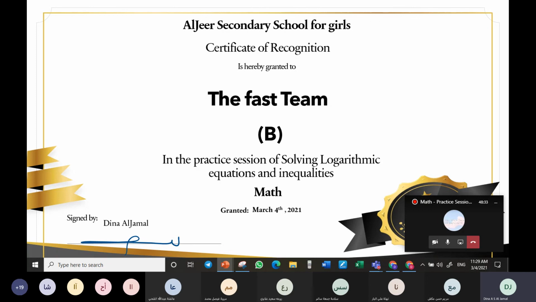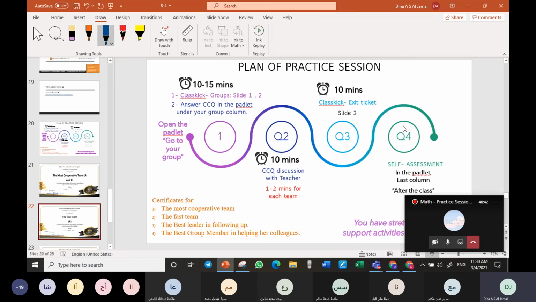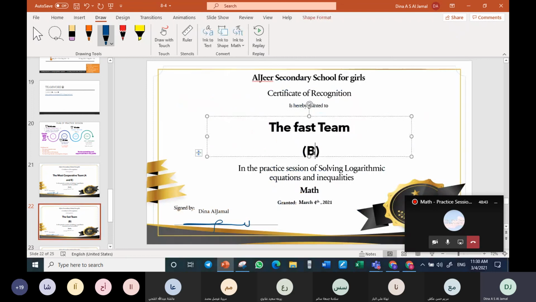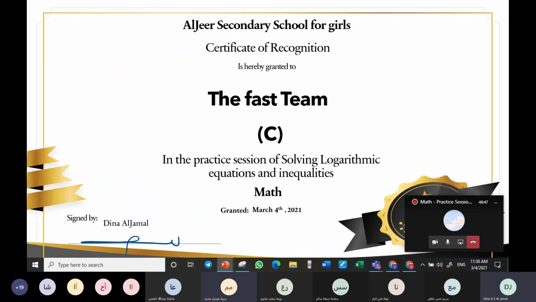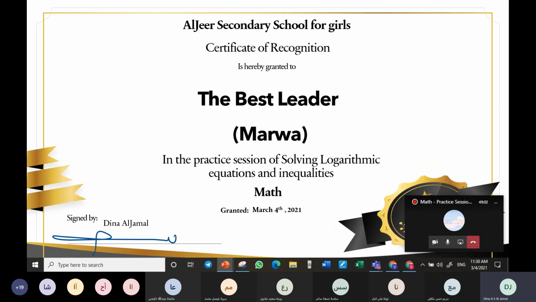First team, group B. Okay, sorry for this voice, it is for the timer. So the first team, group B. Marwa, I think you are group C, huh? I'm really sorry for this mistake. So the first team is group C. Marwa's group really finished everything with helping each other. Great team. Thank you so much. Keep being like this. And best leader, Marwa, thank you so much.